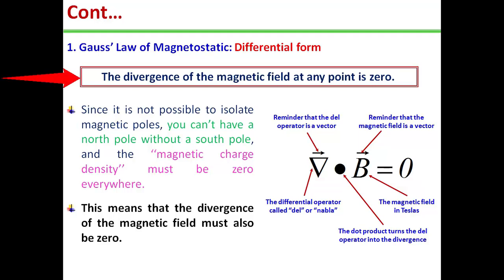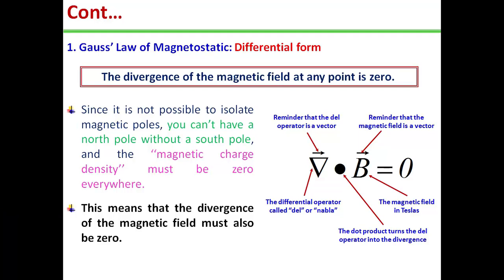This means the divergence of the magnetic field at any point is 0, since it is not possible to isolate magnetic poles, that is north and south poles, separately. It means you cannot have a north pole without a south pole or vice versa. So the magnetic charge density must be 0 everywhere, and the divergence of the magnetic field must be 0.